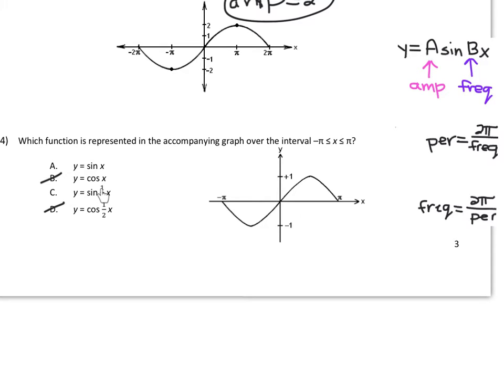And letter C has a frequency of half, which means you're only fitting half of a sine curve between 0 and 2 pi. Now, if you look here, this is 0 and this is pi. Okay, we're fitting half of a sine curve between 0 and pi. But if we went all the way to 2 pi, wouldn't we fit the entire curve, right? From 0 to pi, we're fitting half of the curve. And if we continued on to 2 pi, we would fit one whole sine curve. So the frequency is 1. So letter A is the answer.